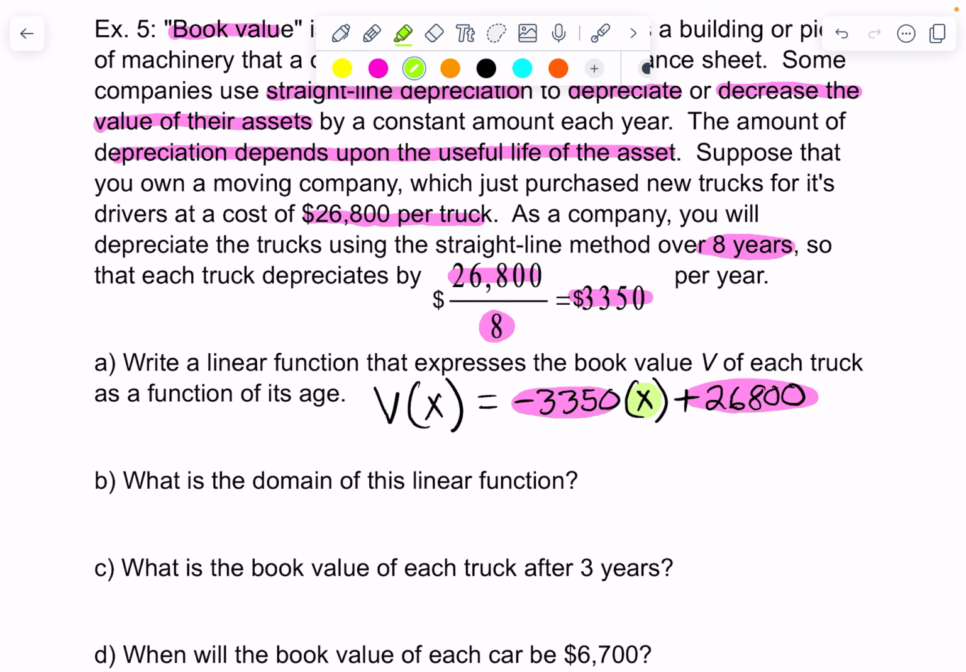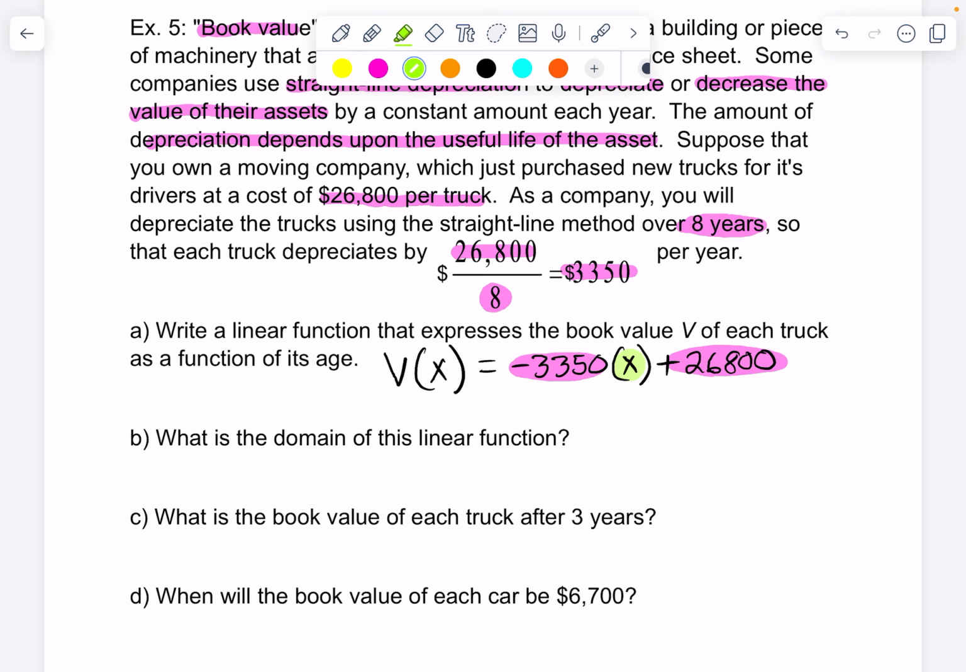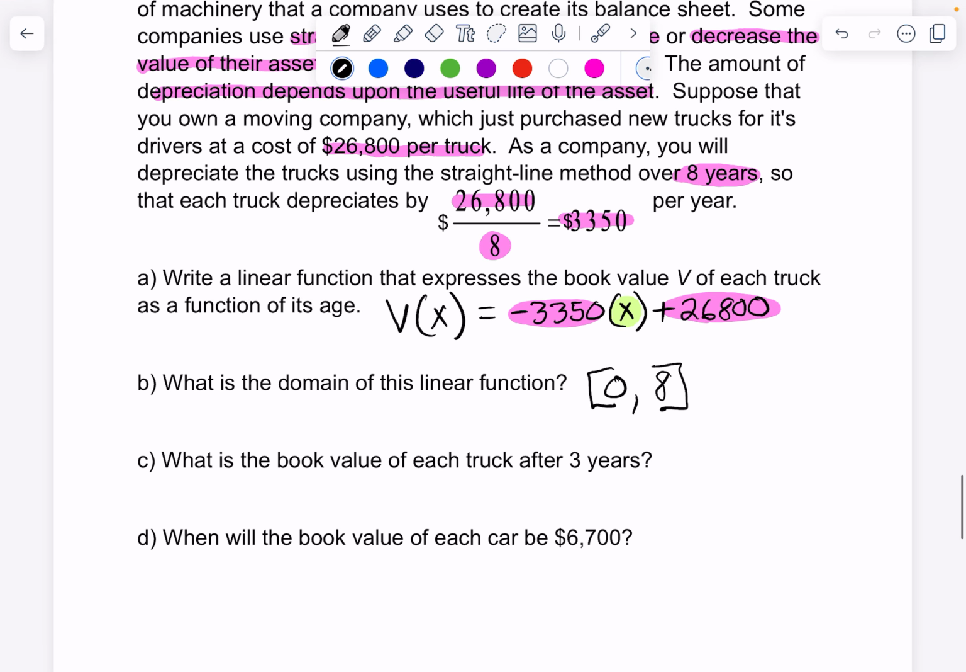Now, what is the domain of this function? If you read the actual problem, you know that the truck has a life of 8 years. So I can go from 0 to 8. That is the domain for this particular function because it is a book value and you have 8 years of life for that truck. What is the book value of each truck after 3 years?